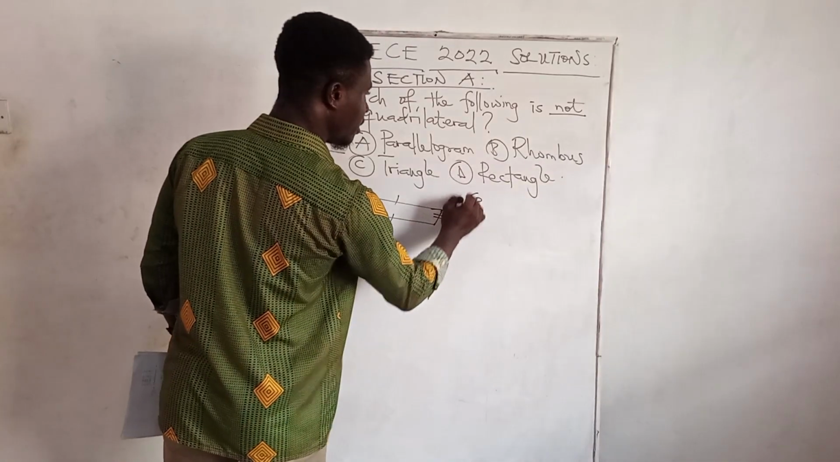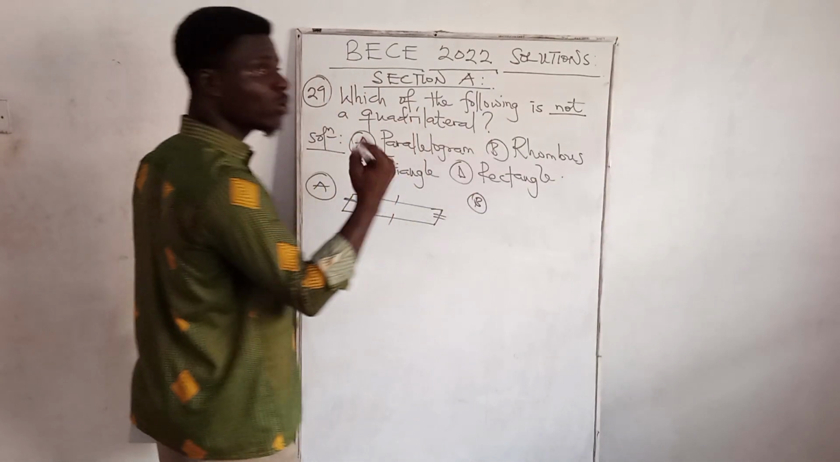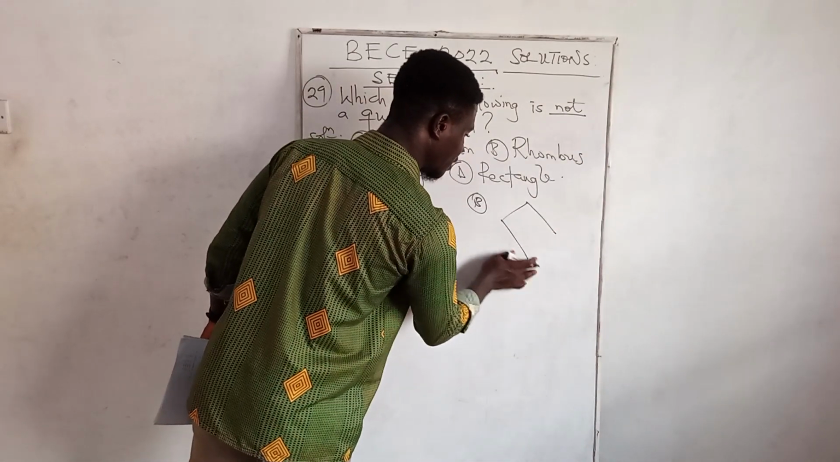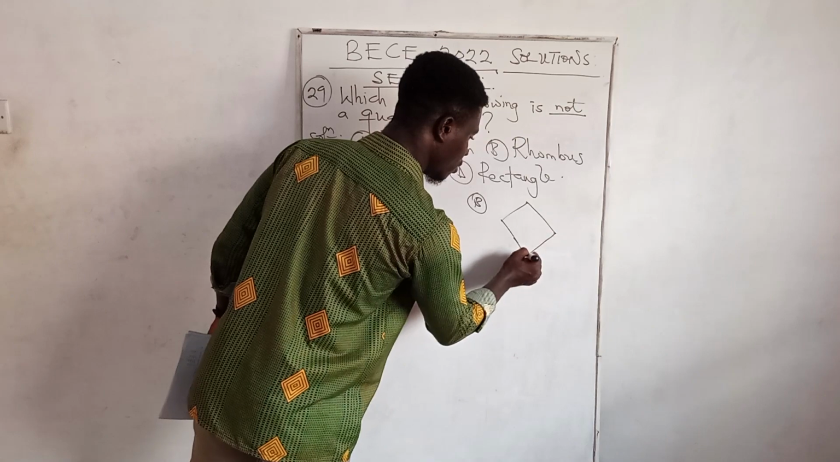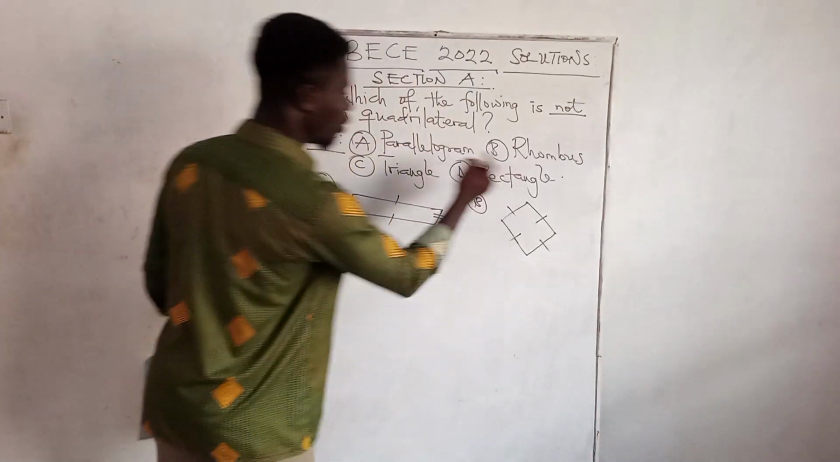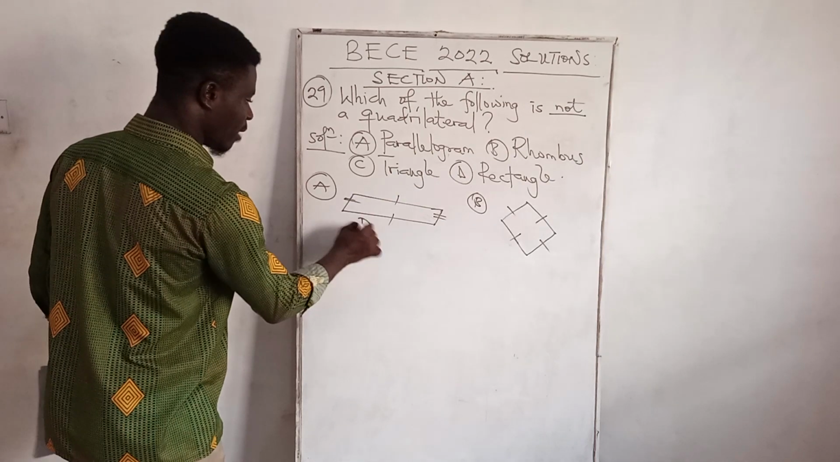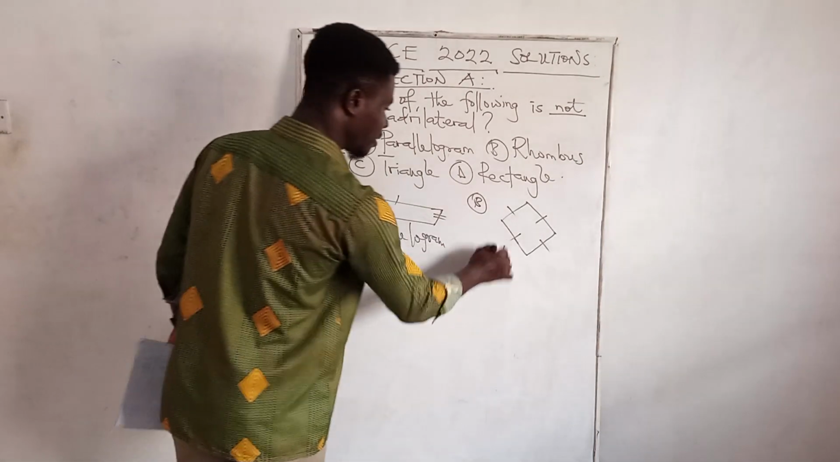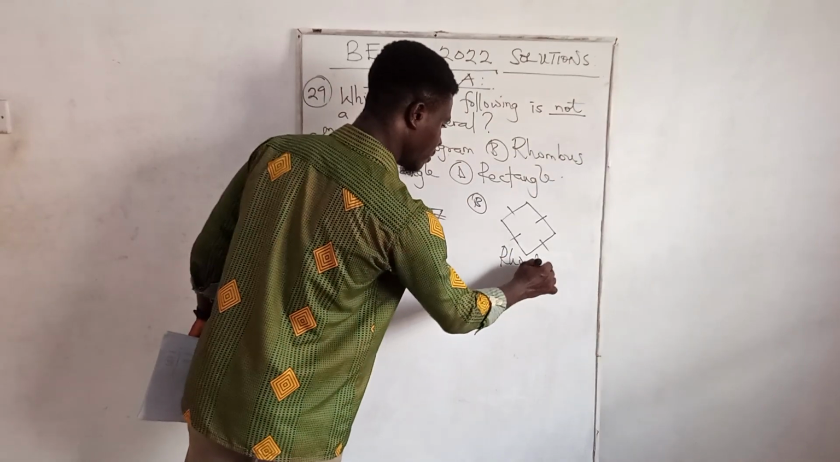Then B, I have my rhombus. A rhombus is like a square, right? A square has all its sides being equal. So a rhombus too is like a square. So this one is a rhombus, and I have my parallelogram as that.